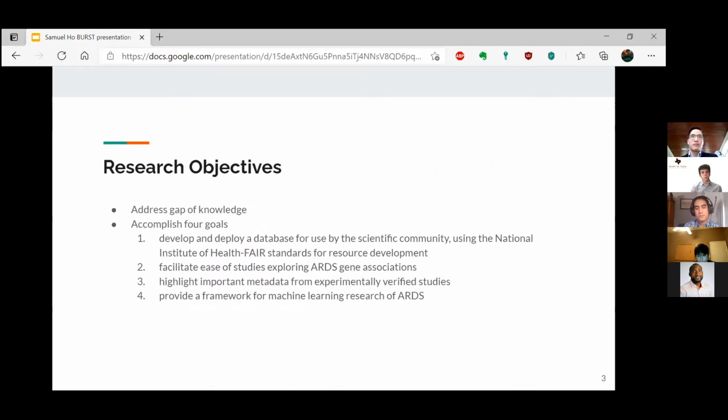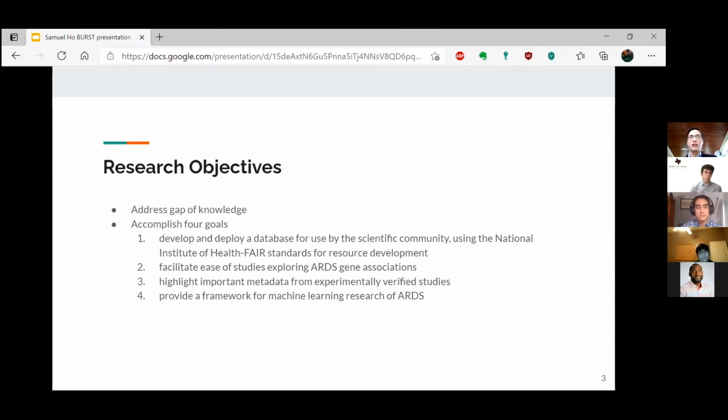We had many research objectives in the creation of this database. First, we wanted to address a gap of knowledge, namely that prior to the creation of our database, there was no freely available database solely dedicated to ARDS that provided metadata and basic gene level information from experimentally verifiable genome sequence studies. Furthermore, we set out to accomplish 4 particular goals.